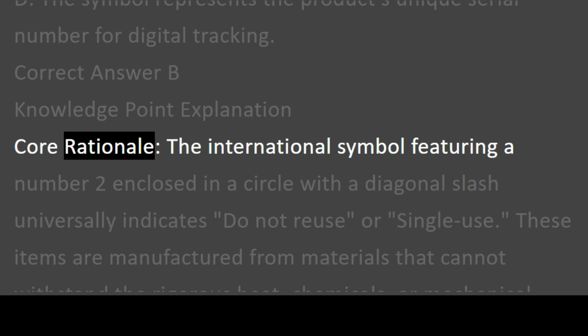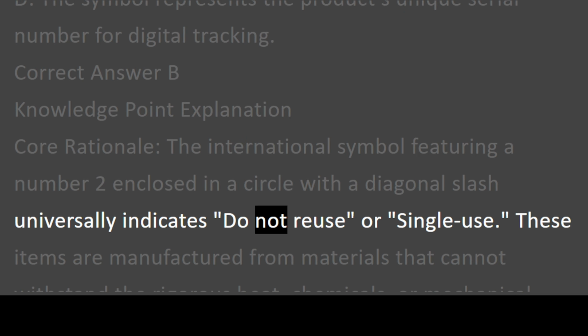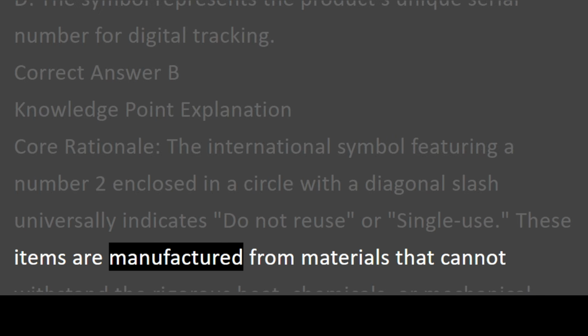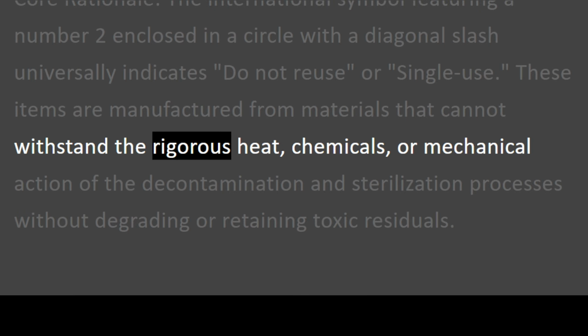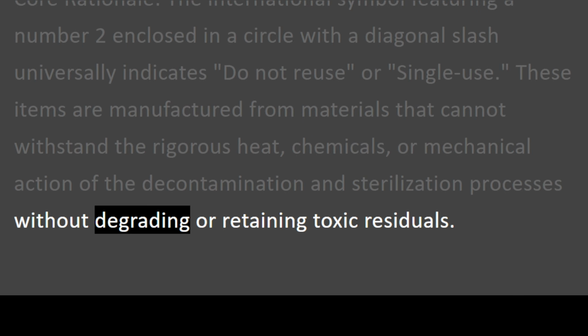Core rationale. The international symbol featuring a number 2 enclosed in a circle with a diagonal slash universally indicates do not reuse or single use. These items are manufactured from materials that cannot withstand the rigorous heat, chemicals, or mechanical action of the decontamination and sterilization processes without degrading or retaining toxic residuals.